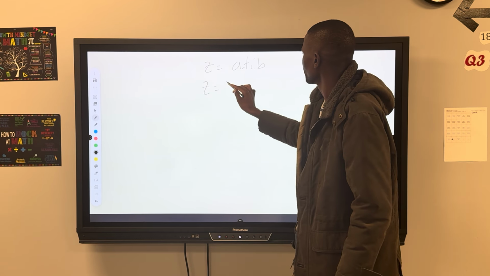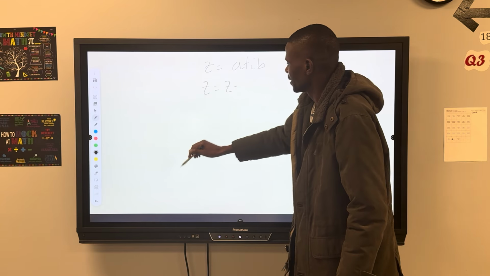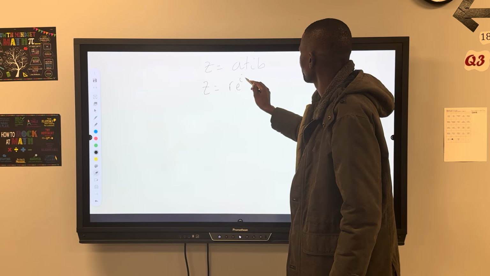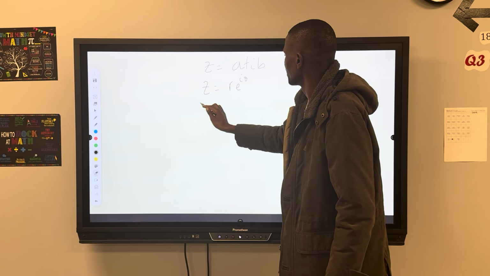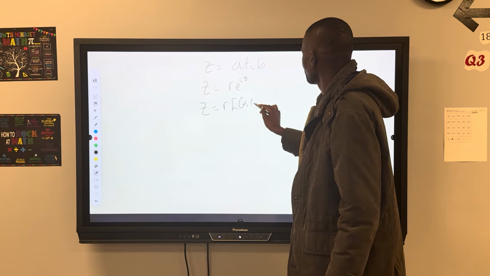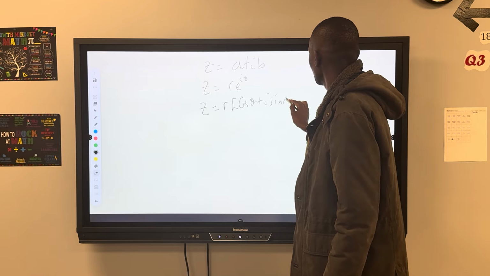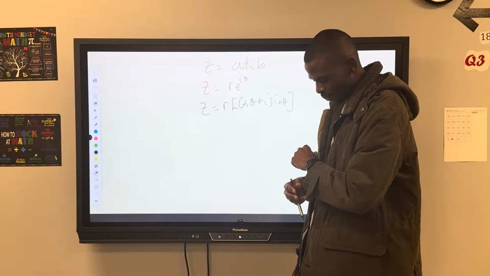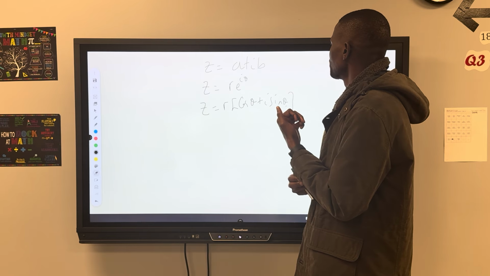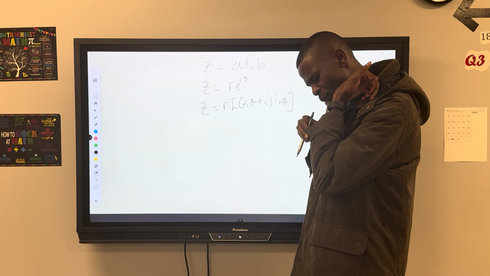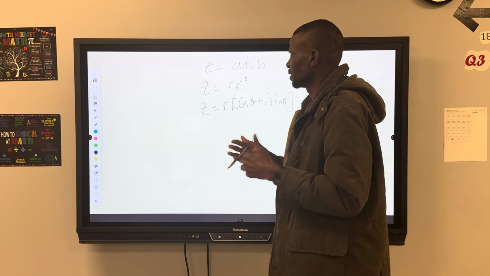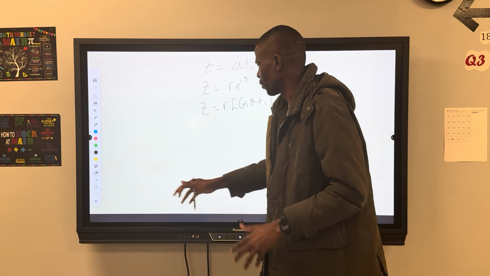exponential form, where we say z is equal to r e to the i theta. And in polar form, where we say it's r, then cos theta plus i sine theta. So these are all ways of expressing complex numbers. So guys, I'm going to dwell much on the last one, which is the polar form, because that's where we are going to derive the formula from.